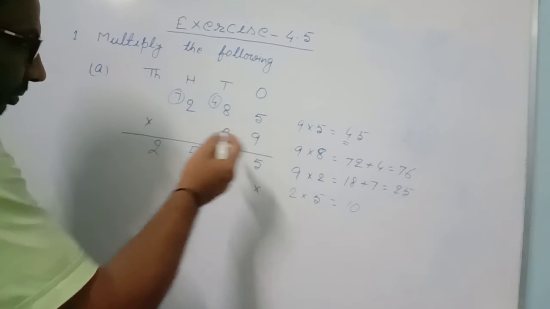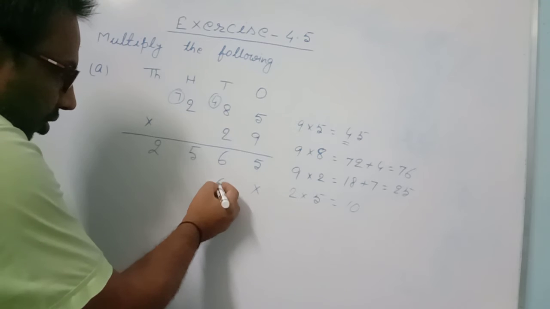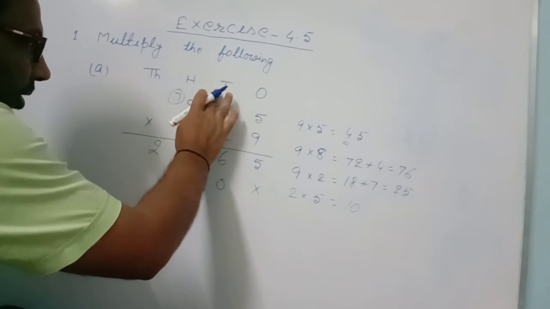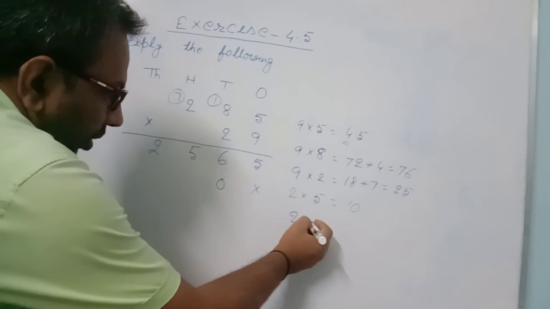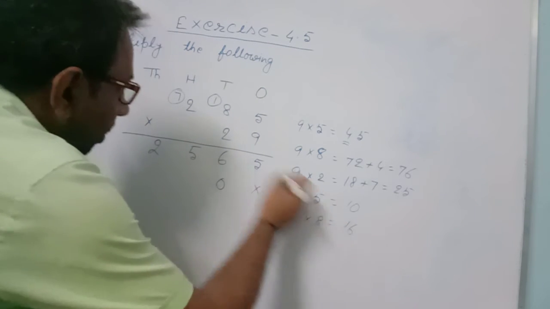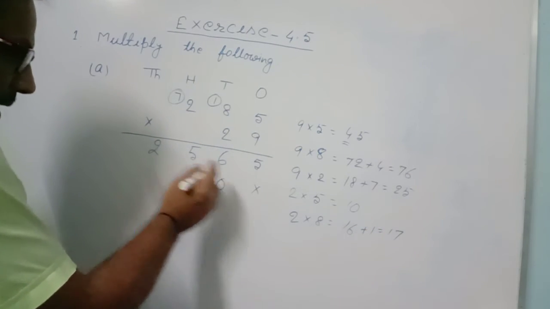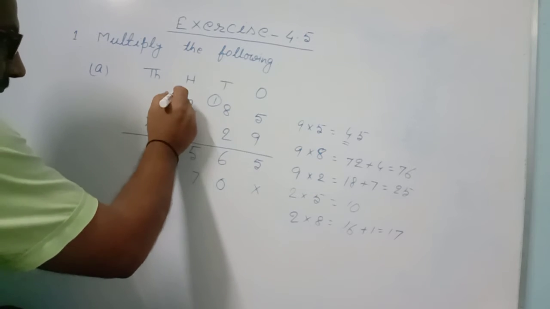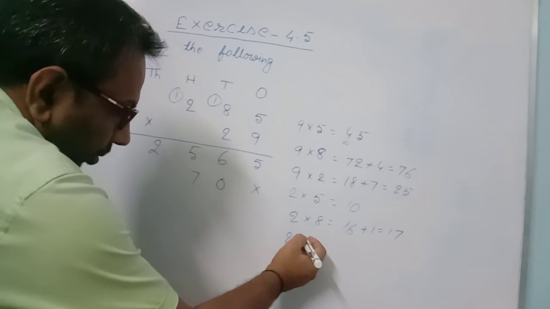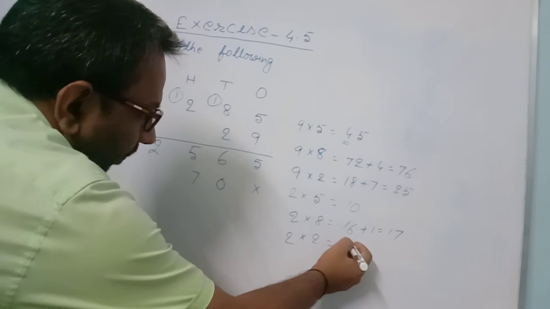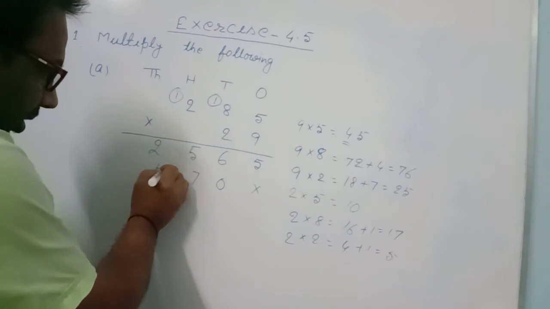Since we are multiplying this by tens, so it will be written here. 0 will come here and 1 will be written at this place. Now 2 into 8, 16. There is already 1. I wrote here 1. 17. 7 will come here and that 1 will be written here. Now 2 into 2, 2 into 2 equal to 4 and 1 is already there, plus 1. So this became 5. So 5 will be written here.